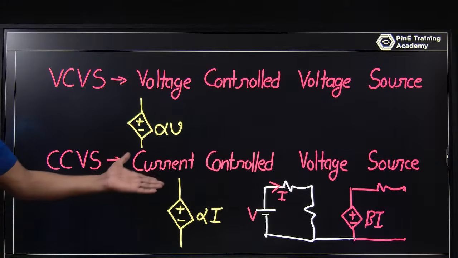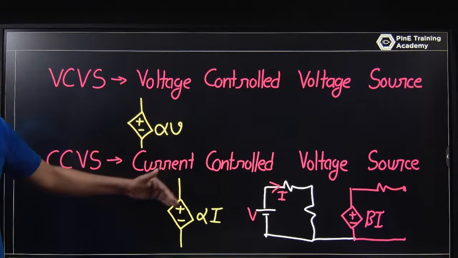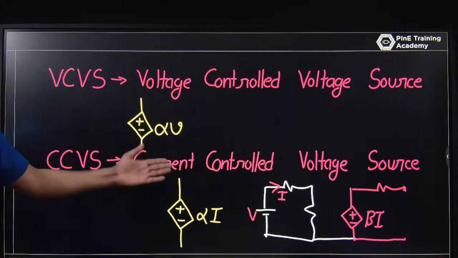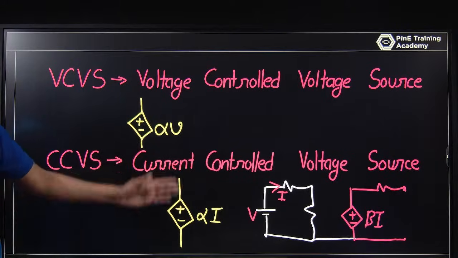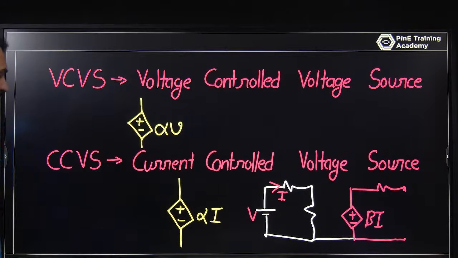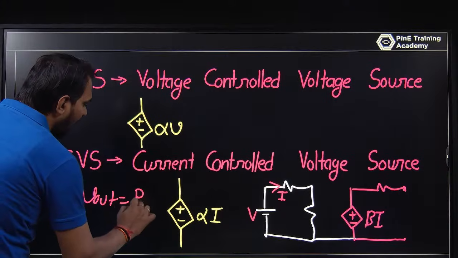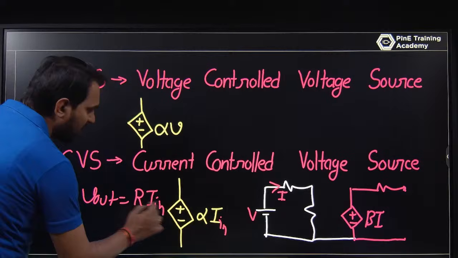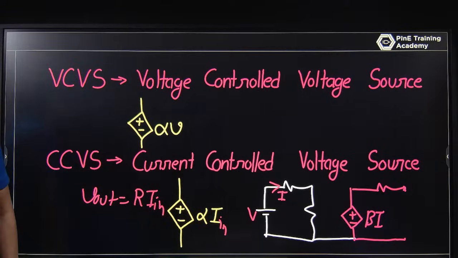So that current controlled voltage source, the dependency on the current, and the source acts like a voltage. This is the best example of a transimpedance amplifier. We will use the transimpedance amplifier. It acts like V out is equal to R into I in. That I in is here, and V out of this will be alpha, where alpha is R. That's the transimpedance amplifier.